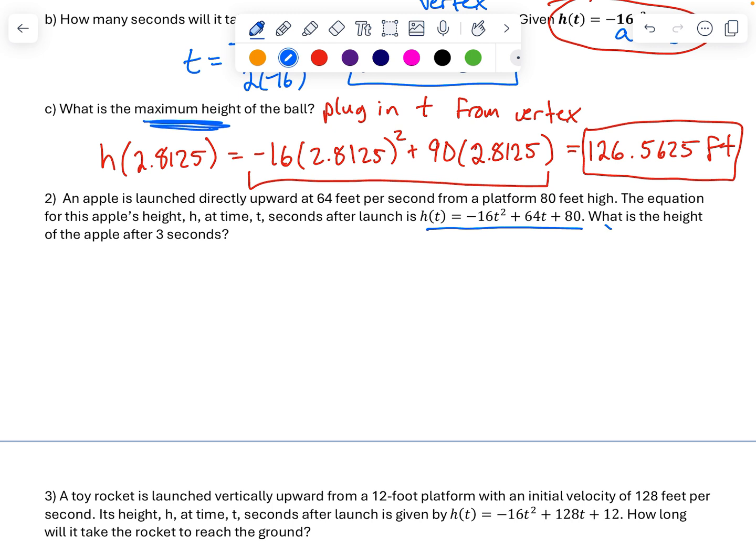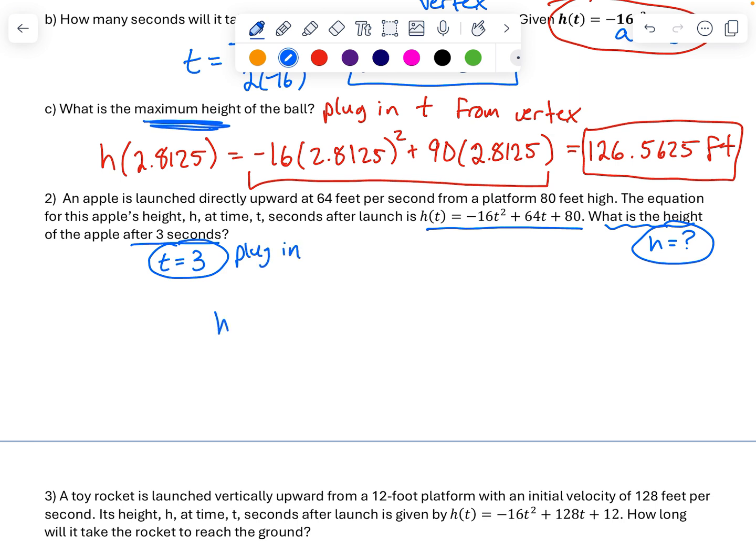Okay, so the question is, what is the height? So the height is what we're searching for after 3 seconds. So that means our time is 3. So good news, we know the time. So to find the height, we can plug in the time.